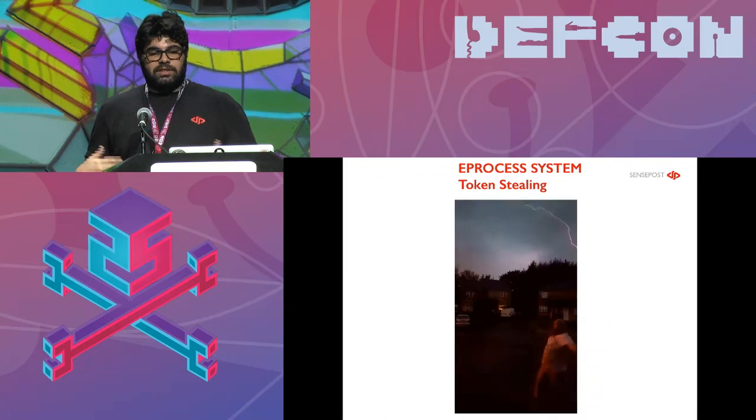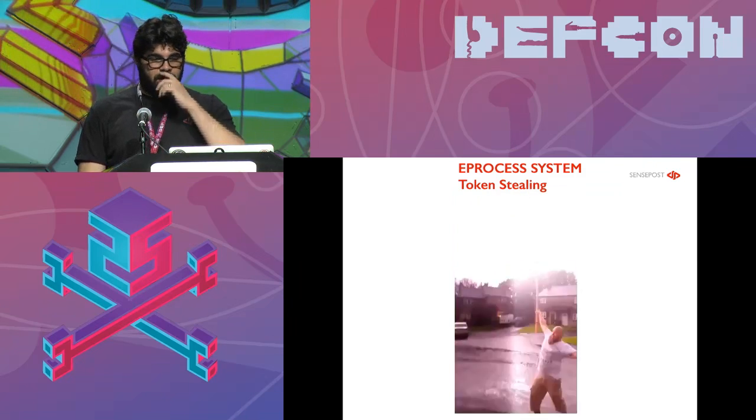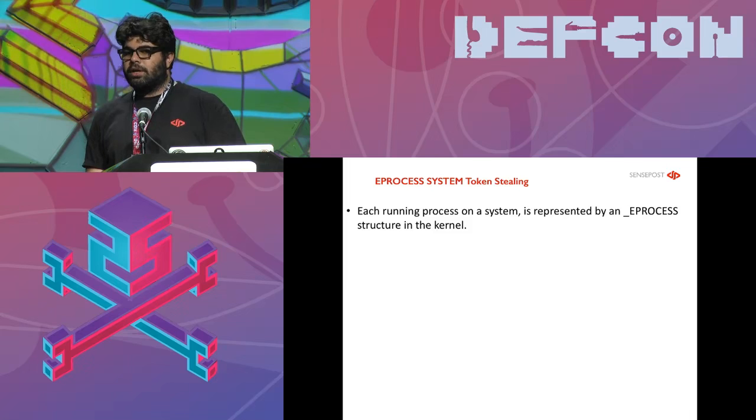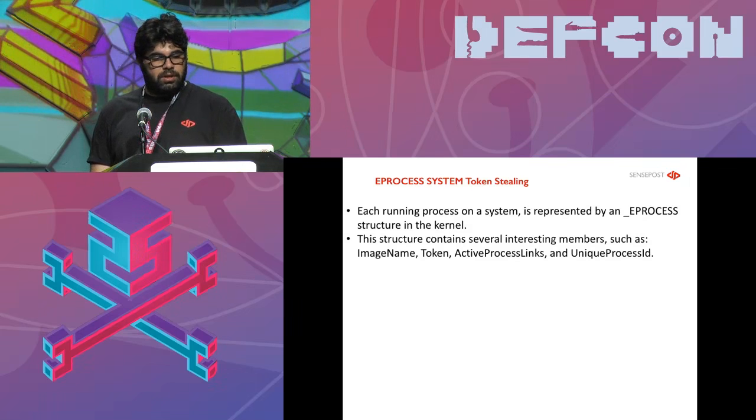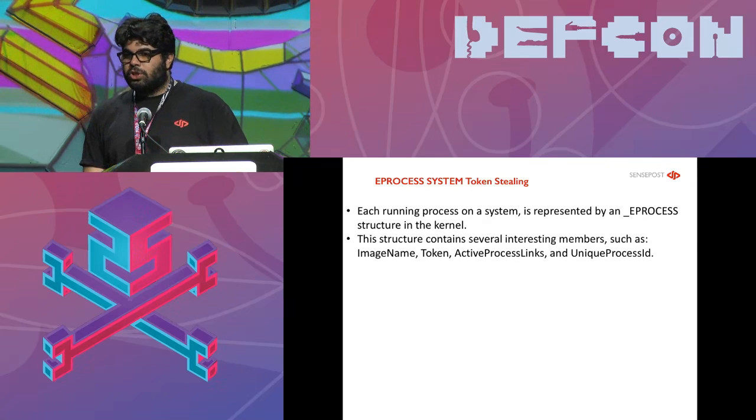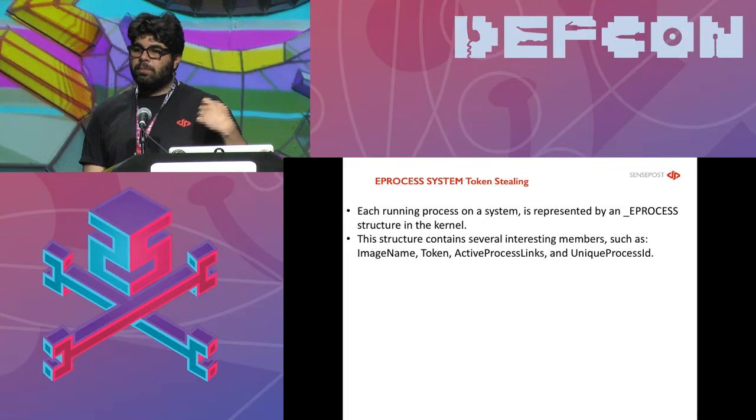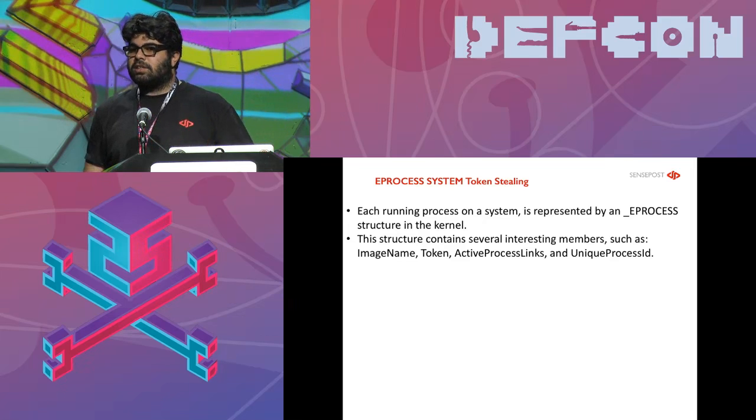Now, we need to move on to the next step of exploitation. What we need to do is try to steal the system eProcess token. Each process that is running on your system is represented by an eProcess structure in kernel memory. This structure contains very interesting members. It contains a member such as the image name, which is the exe name, and it contains a token. The token is the most interesting part of it, since this token represents the security permissions that this process has. Also, it has a member that is the ActiveProcessLinks, which is a doubly linked list pointing to the next eProcess entry in kernel memory, and the UniqueProcessId, which is the PID of the current process.